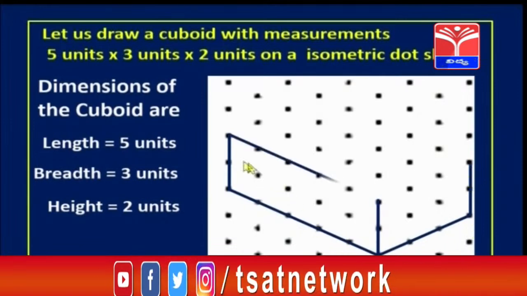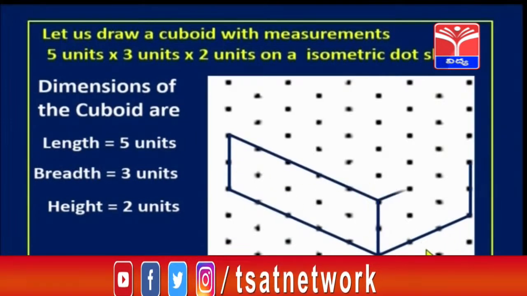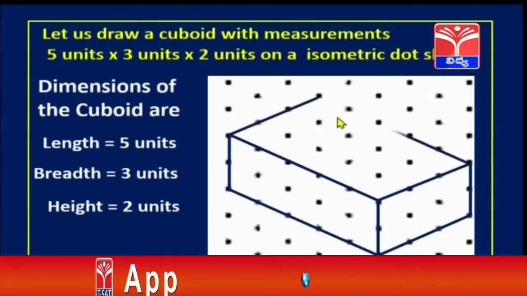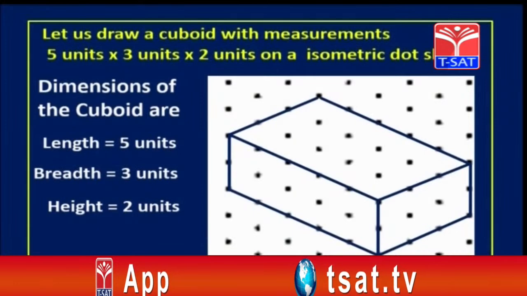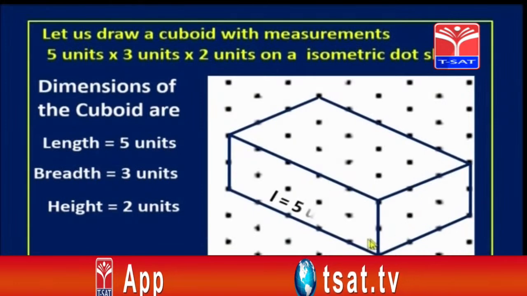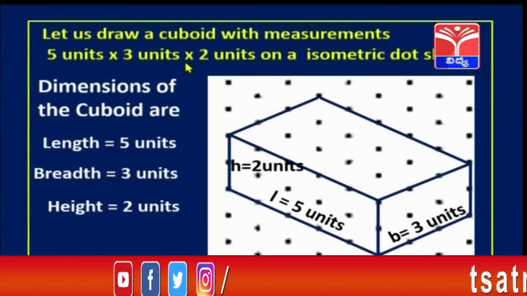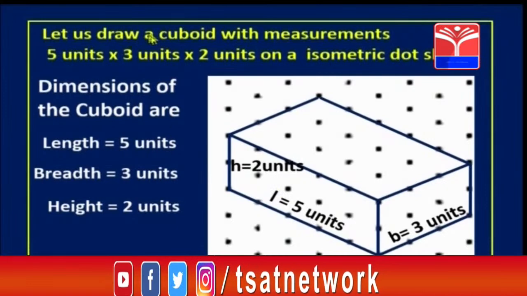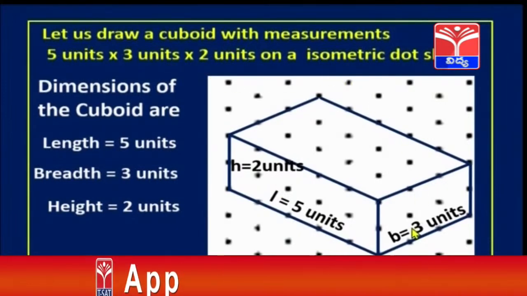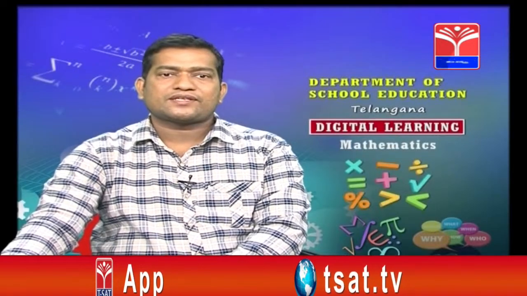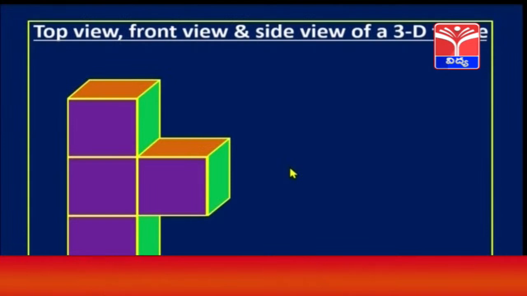Now we have to draw a parallel line to this length, a parallel line to this breadth, again a parallel line to this breadth, and a parallel line to this length. Now we got the cuboid, children, whose length is 5 units, breadth is 3 units, and height is 2 units. Children, like this you can draw a cube or a cuboid, which is a 3D shape, on an isometric dot sheet with given measurements.